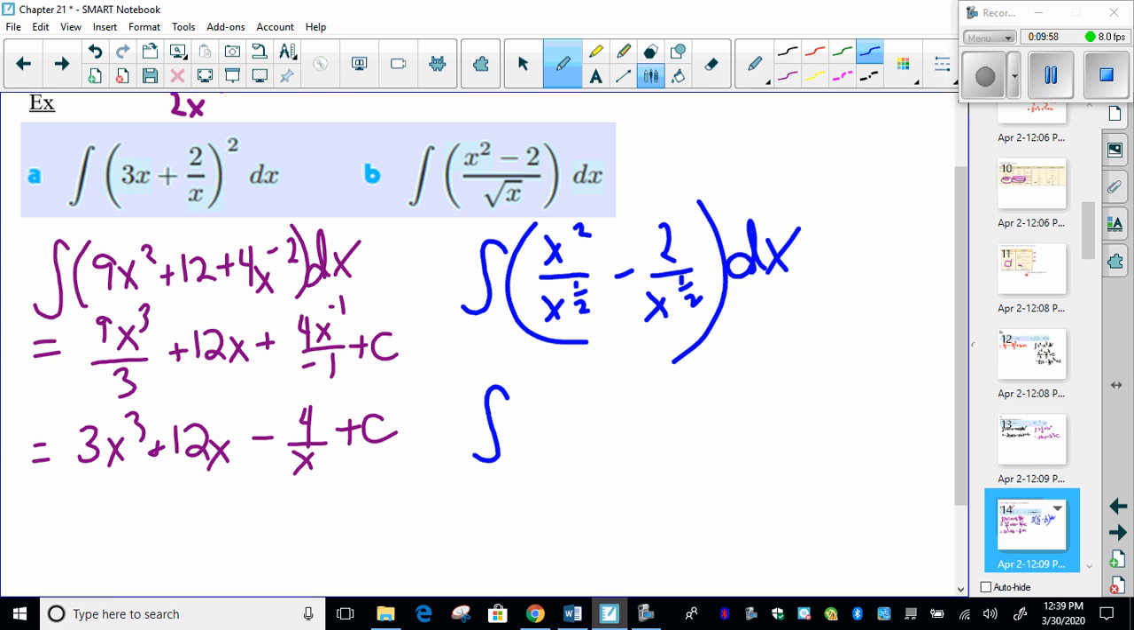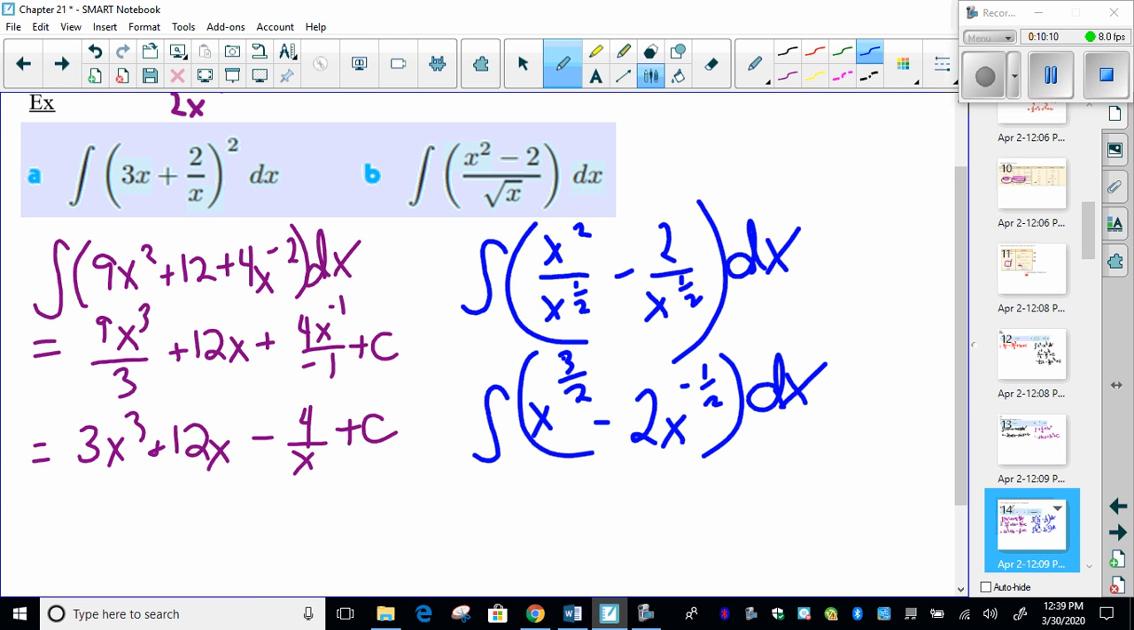So therefore, I'm going to integrate x to the 3/2 minus 2x to the -1/2 dx. The more you can simplify ahead of time, the easier it makes it, and it's the only way you can do it.